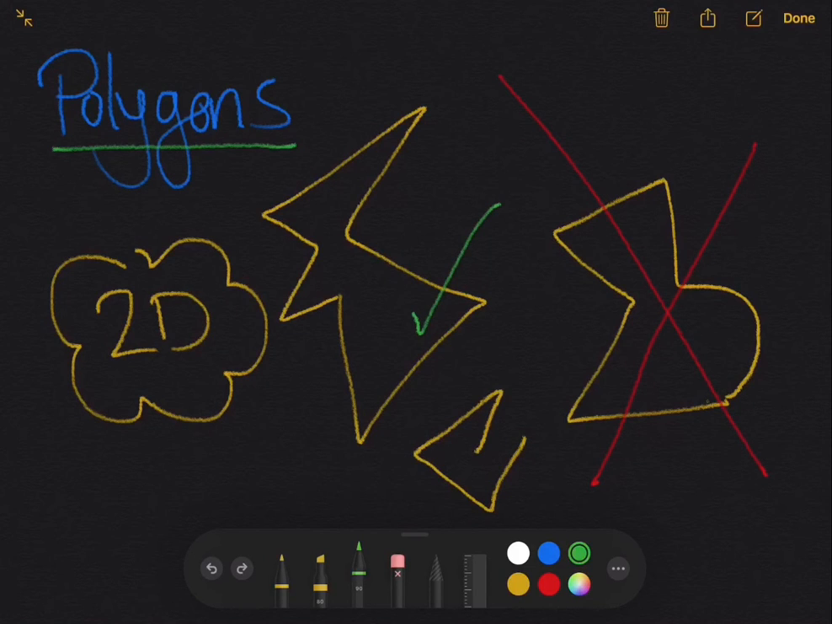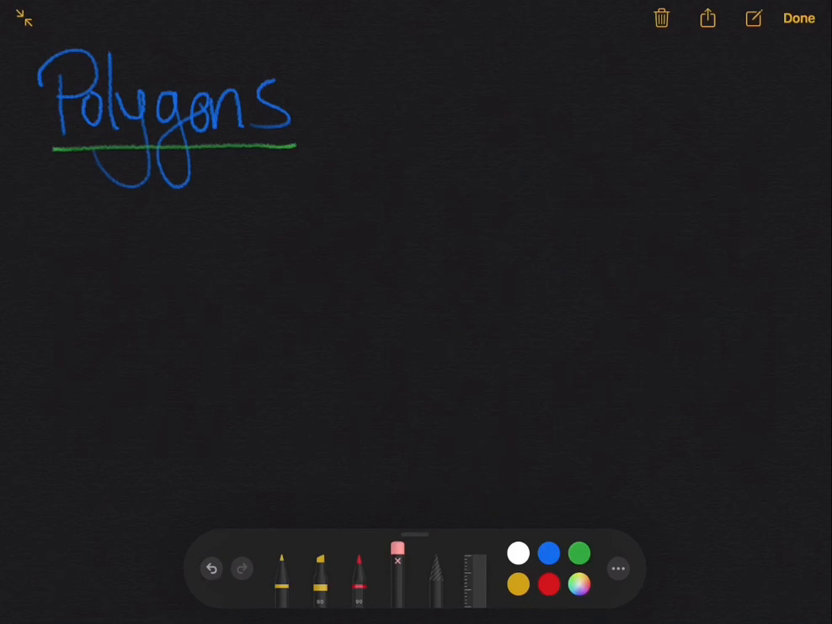And one more thing that you may or may not have thought of is it has to be a closed shape. So this shape isn't a closed shape. You can see that there's a little gap here. So I'm afraid this guy is not a polygon. So in that case, what is a polygon?